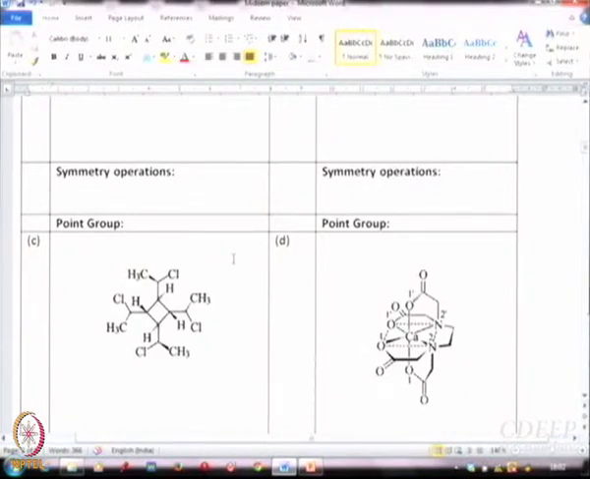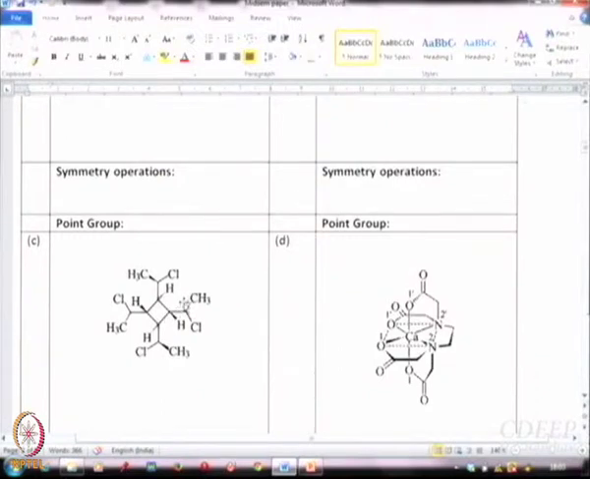Do you put two perpendicular C2s? Where? Midpoints of the opposite bonds. Let us see. You are saying there are going to be C2s, right? Are they C2s? They are not C2s. They would have been C2 if the chlorine was here and if it was on the plane. Understand? So this is not a C2.